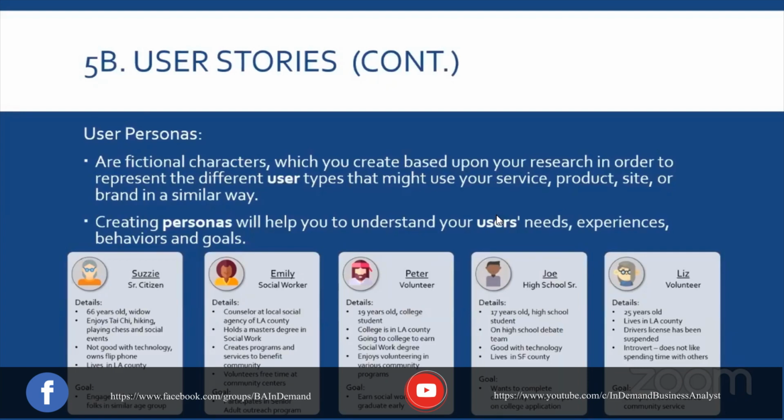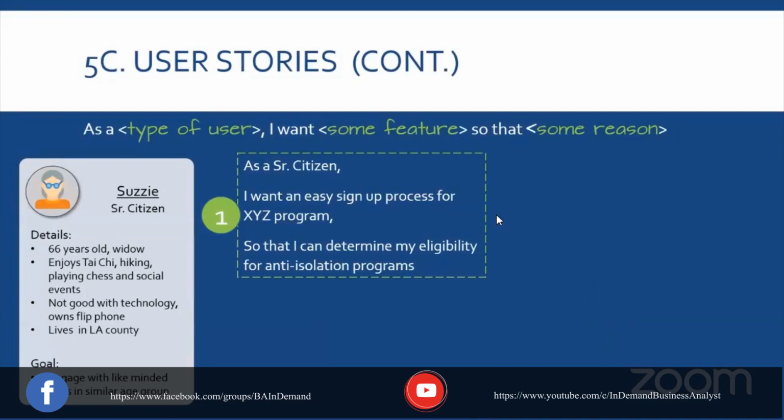So now, taking what we've just discussed, let's create some user stories. We have our template. As a type of user, I want some features, so that some reason, right? The who, what, and why. So now Susie is our actor. And as a type of user, so as a senior citizen, number one, I want an easy sign-up process for XYZ program. So that's the feature. The sign-up is the feature. And the reason is so that I can determine my eligibility for an anti-isolation program.